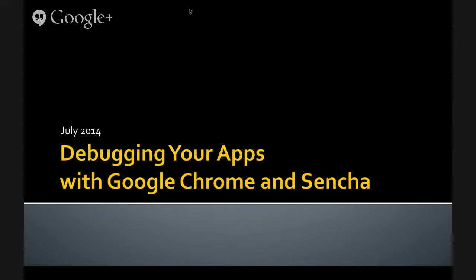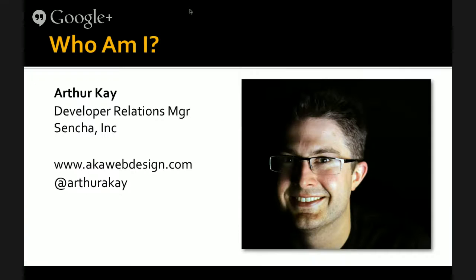Good. Okay, cool. So who am I? My name is Art K. I am the Developer Relations Manager at Sencha. I live in the northern Chicago suburbs, and by northern suburbs I mean just south of the Wisconsin border. So equally part of the Milwaukee suburbs if you're going by pure distance to a major metropolitan area. But as interesting as that is, you can follow me on my website, akawebdesign.com, or catch me on Twitter.